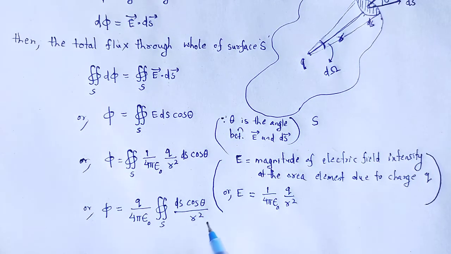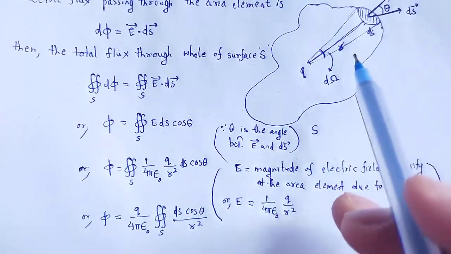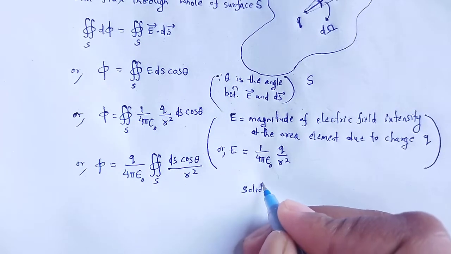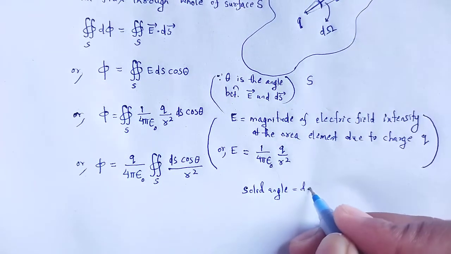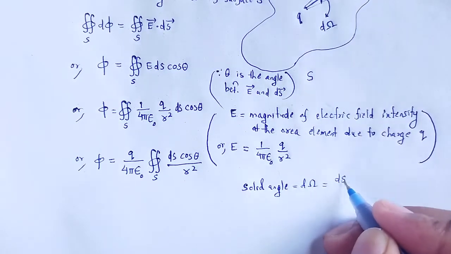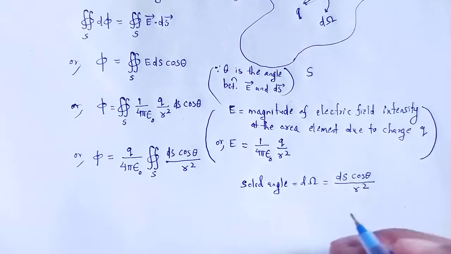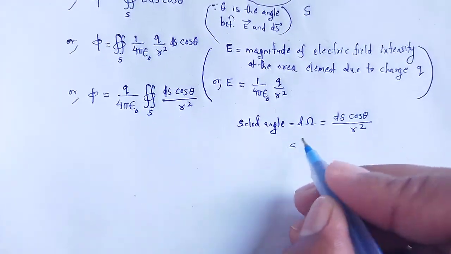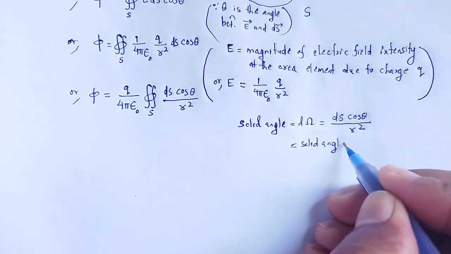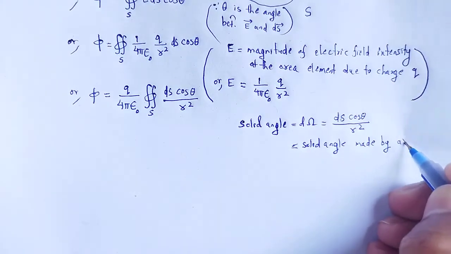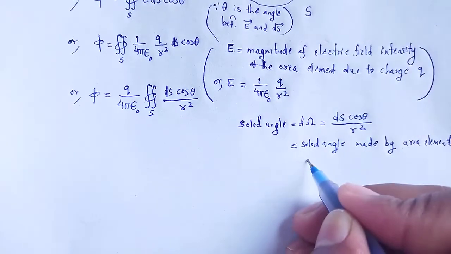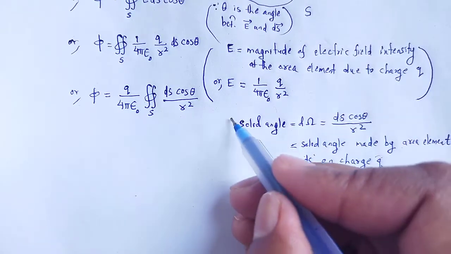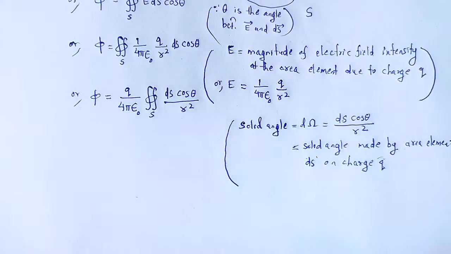That quantity ds cos theta divided by r square comes from the concept of solid angle. The expression for solid angle d omega is equal to ds cos theta divided by r square, meaning the solid angle made by the area element ds at the charge q is ds cos theta divided by r square. That is from the concept of solid angle.